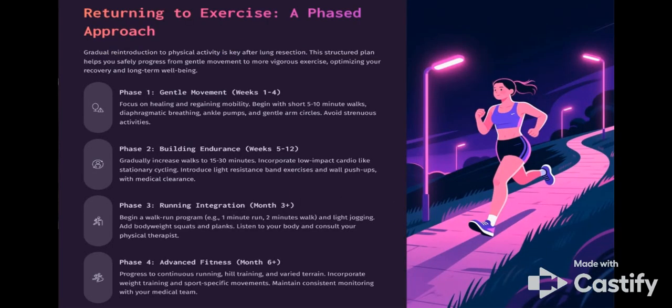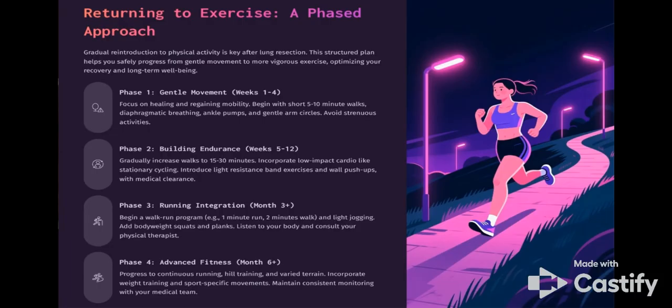And returning to exercise. The exercise progression includes 4 phases: gentle movement, endurance building, gradual return to jogging or light running, and eventually advanced fitness or strength training. The pace depends on the individual's tolerance and medical approval.